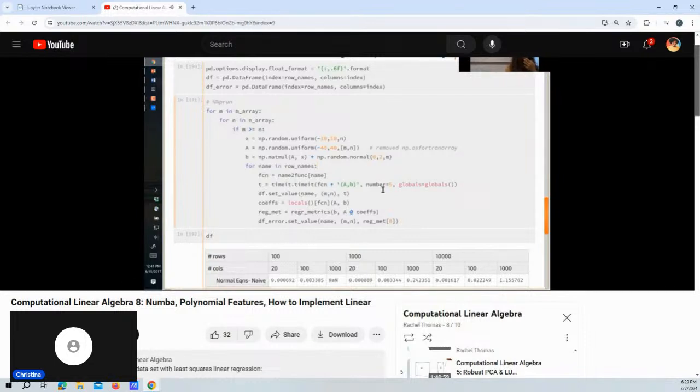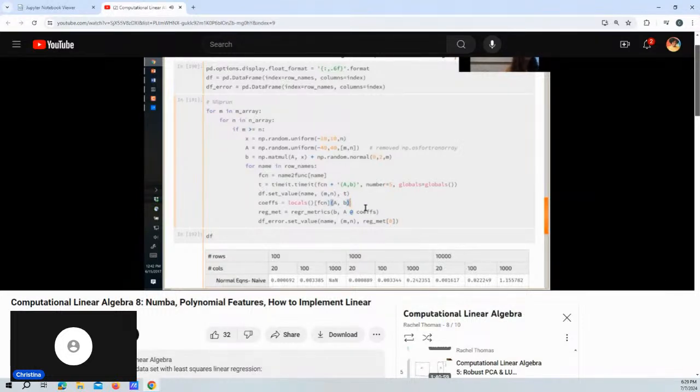I'm going to use Python's timeit module to time it. And what this will do is run the decomposition 5 times and track the speed of each one and average them. And it's good to run it a few times just to reduce variation some. Then for the data frame, I'm going to set the value of that method for that row and column. This is how long it took. Oh, and then I'm interested in the error, not just the speed.